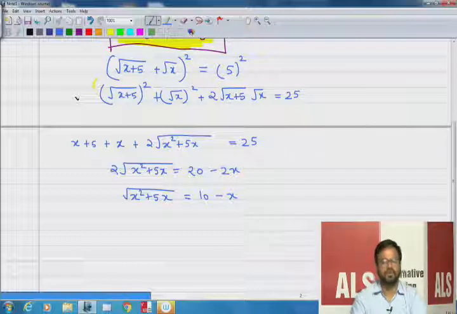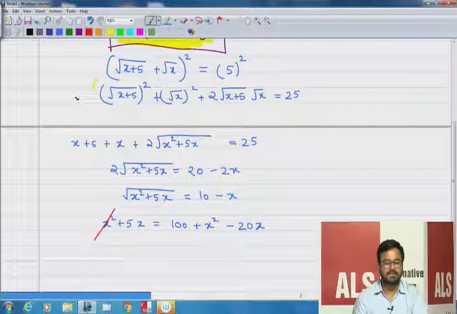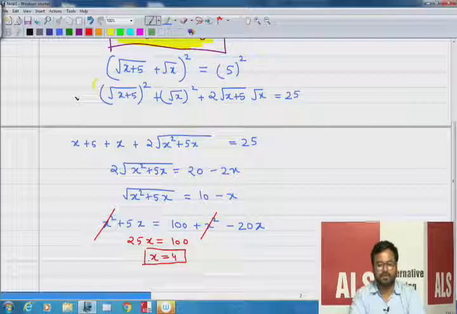Now again you can see there is a square root symbol on the left hand side. So again you can square. When you square this, the left hand side will become only x square plus 5x, but the right hand side will be opened by a minus b whole square. So a square, which is 10 square, 100, plus b square minus 2ab, which is minus 20x. Now we just have to transpose the things. This x square will get cancelled out from both sides. Take this 20x to the left hand side. So this will become 25x is equal to 100 and x is equal to 4. The 4 is the answer.